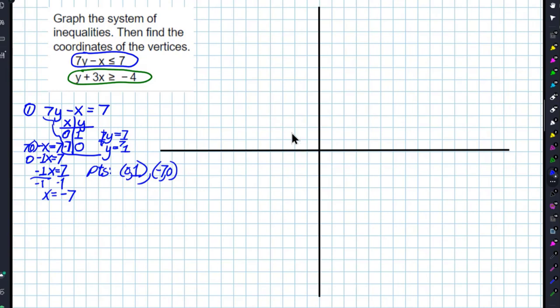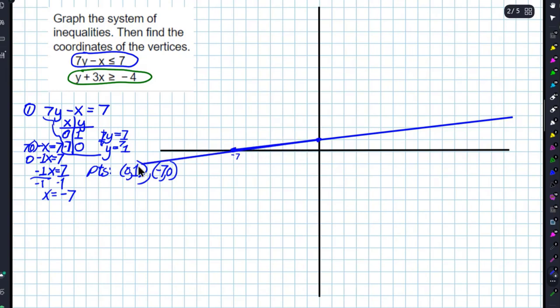Okay, so wait a minute. Yes, okay, I was just kind of checking. 1, 2, 3, 4, 5, 6, 7, that's negative 7. So here's where negative 7, 0 is. And here is where 0, 1 is. So I'm going to graph a line. Okay, and this is 7y minus x equals 7.